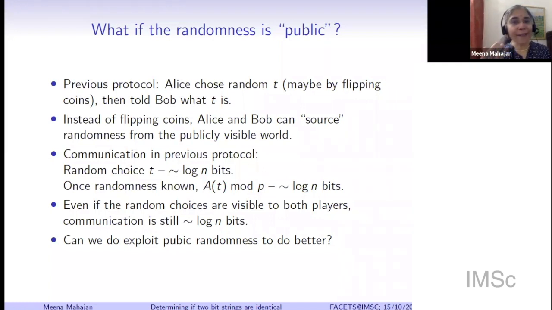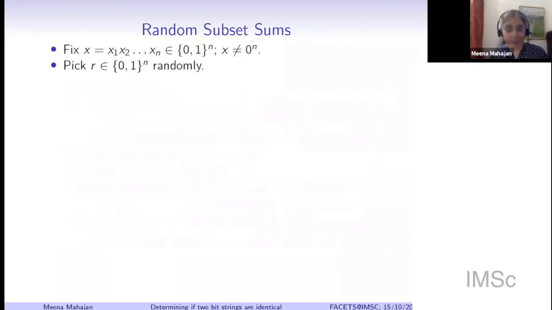At this point, revisit your vote. Do you think we can do something better at all? How much better? Okay. And let me in the next few minutes give you one answer to this. The answer is going to come from what we call random subset sums. So you have this bit string x1 to xn. Now I've gone from 0 to n-1 to 1 to n. It's more convenient this way.